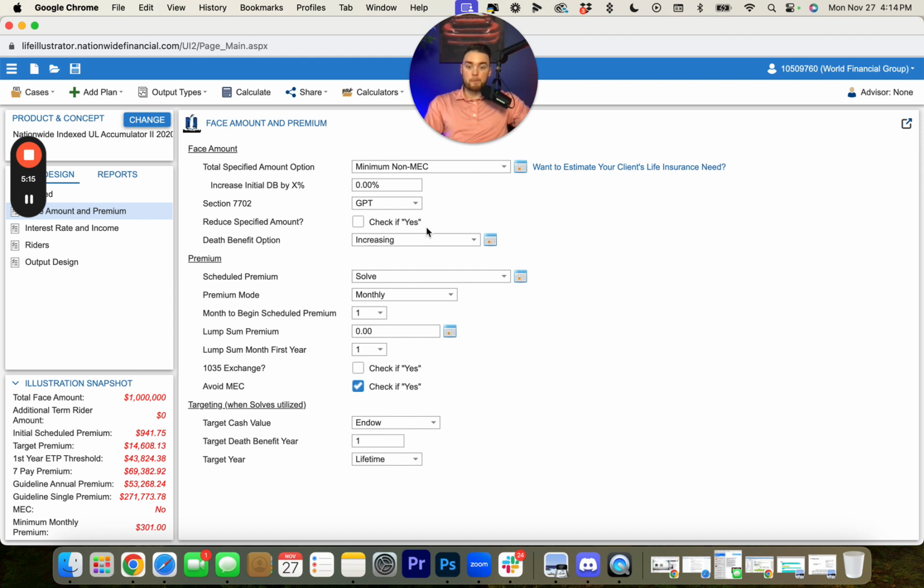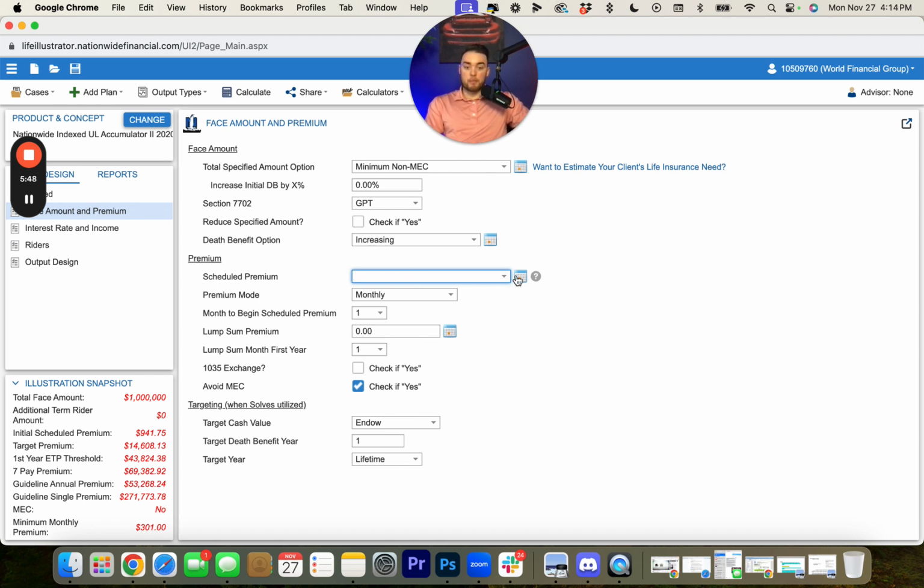To touch on that even more, the minimum non-MEC, the MEC part just means not triggering taxes, right? You need to have a corresponding amount of death benefit to the amount of money you're putting in. So a perfect example would be, instead of solving for this number, we're actually going to type it in. How much money do you want to put into the IUL, right?